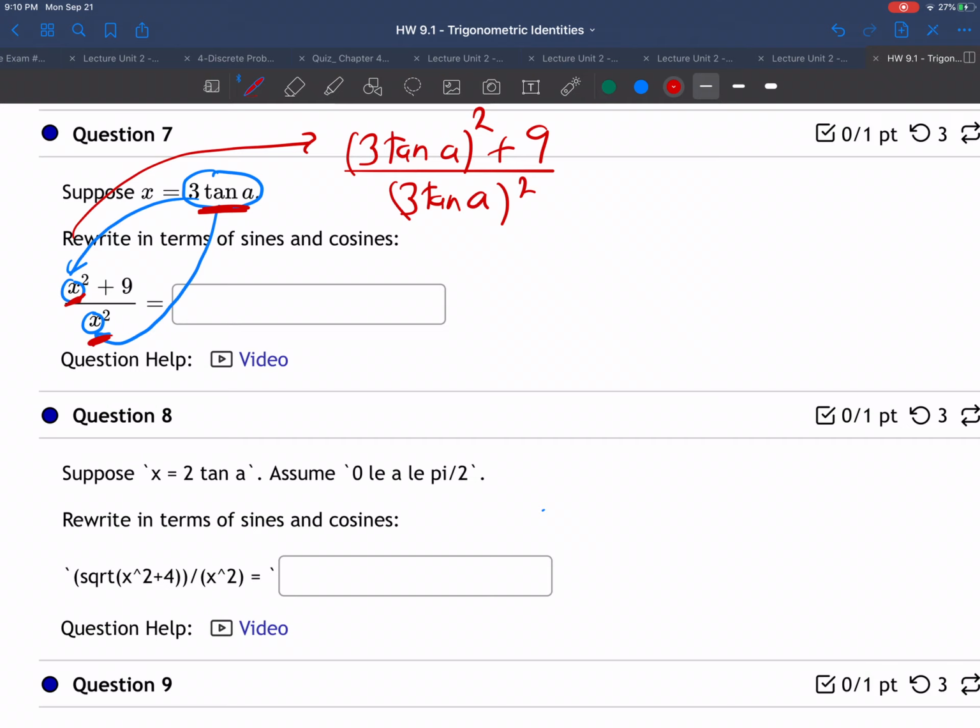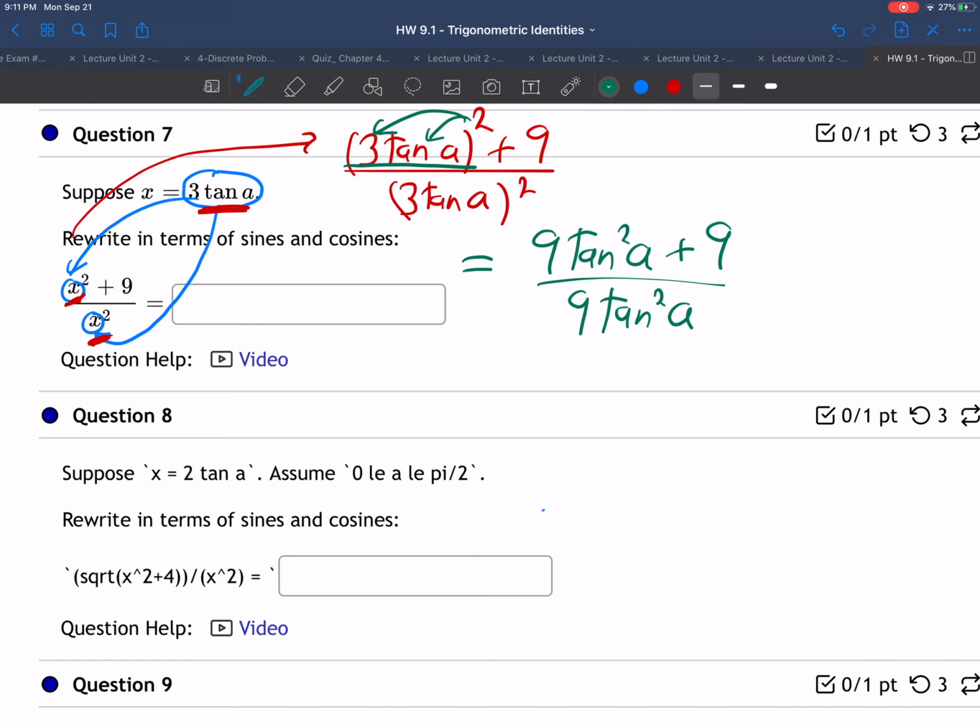Now I need to square this stuff. So you're going to square all this stuff. You're going to square the 3 and square the tangent. It's going to become 9, because you know 3 squared is 9. Tangent squared of a plus 9 over, what's this, 9 tangent squared of a. This is getting a little weird. So what are we going to do with this? Well, I'm not exactly sure at this point.